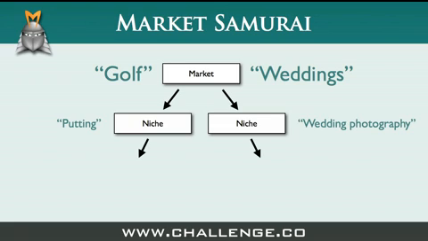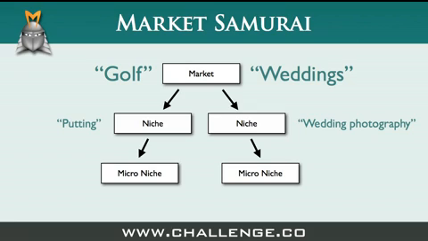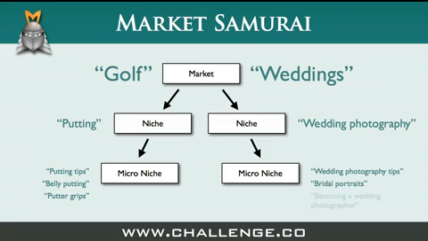Within each niche, there are many smaller sub-niches known as micro-niches. Beneath the niche putting, we might see micro-niches putting tips, or belly putter, or putter grips. And micro-niches that we might discover in the niche wedding photography might include wedding photography tips, bridal portraits, and becoming a wedding photographer. At each step down, we step into smaller and more specific markets, meaning that there are fewer potential customers in a micro niche than in a niche or a market. But there are also fewer competitors, making a micro niche an attractive place for us to start a small online business.